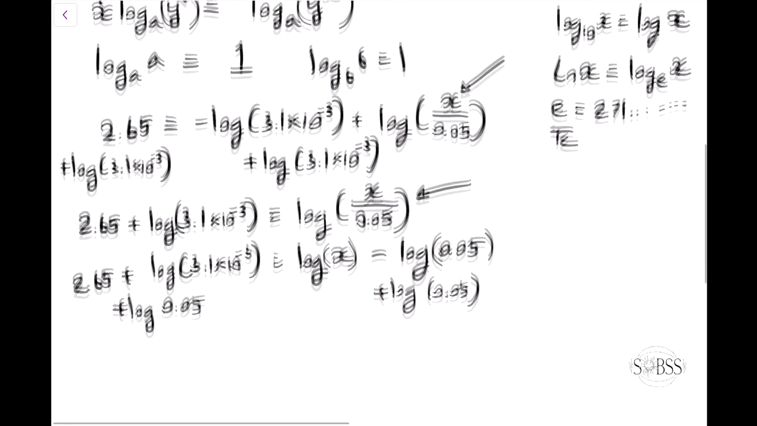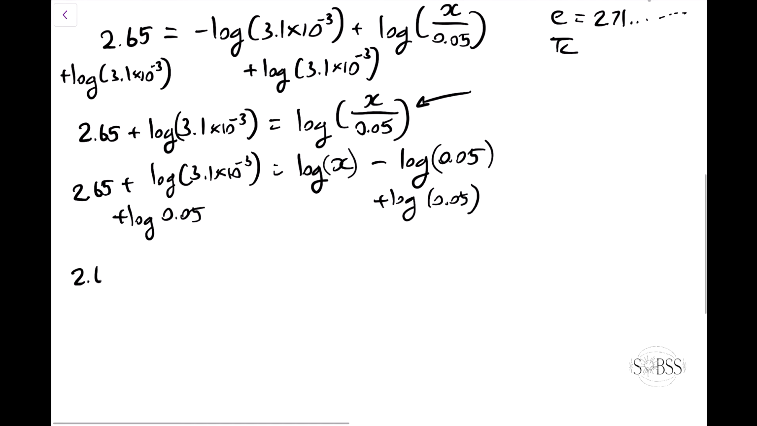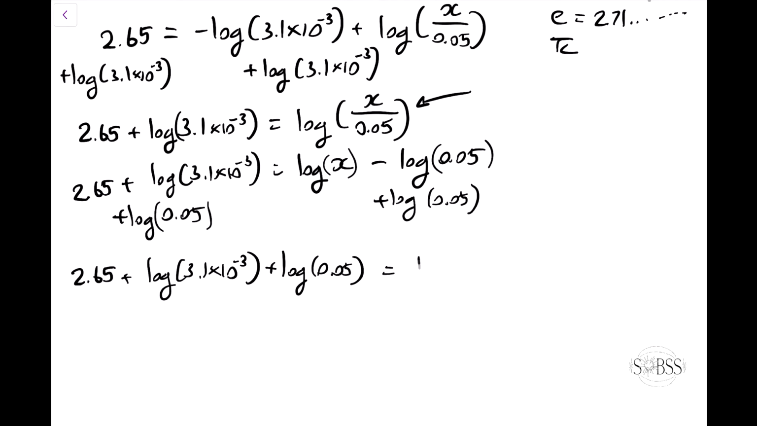0.05. Okay, so then this comes to 2.65 plus log of 3.1 times 10 to the minus 3 plus log 0.05 equals log of x. Pretty simple. Now we're going to use the addition rule that we learned, and we're going to add these two together. We're going to fuse them Power Ranger style. So we're going to get this.